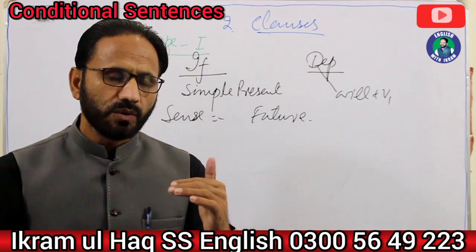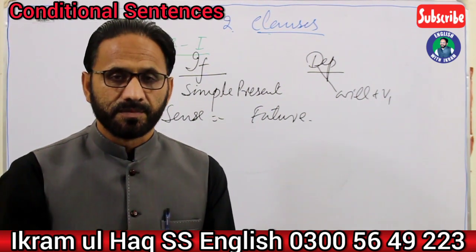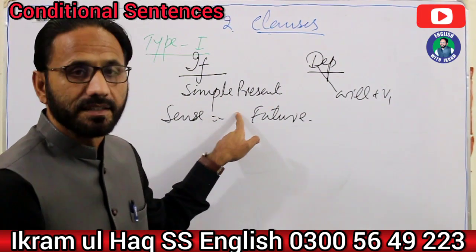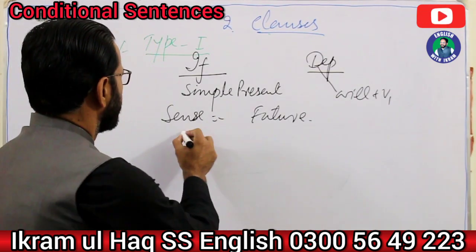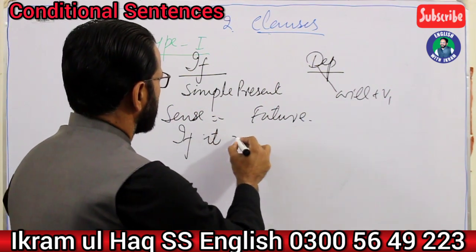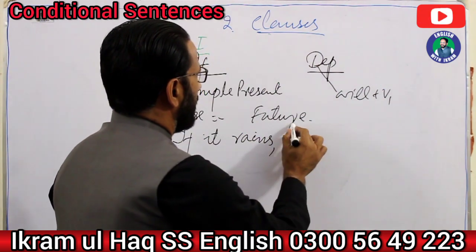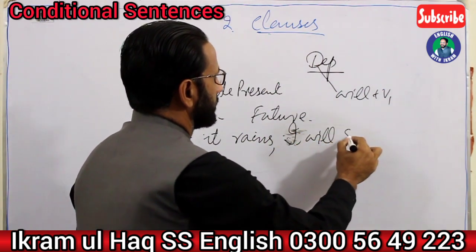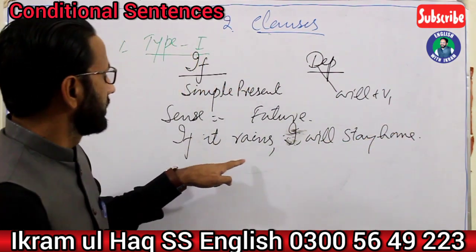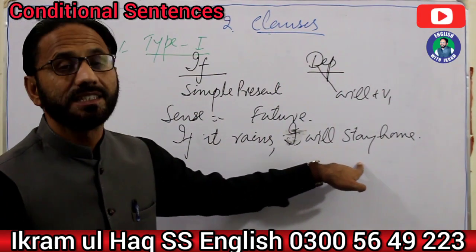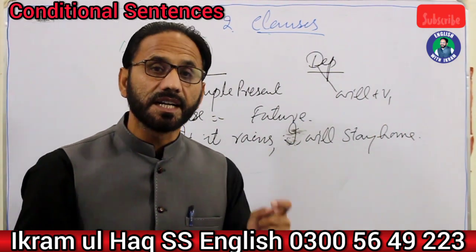Now if we translate from Urdu, it seems that both clauses should have future indefinite tense, but this is incorrect. If it rains, simple present tense, if it rains, I will stay at home. Simple present tense in the if clause and future indefinite tense in the dependent or subordinate clause. So this is the structure of type 1.